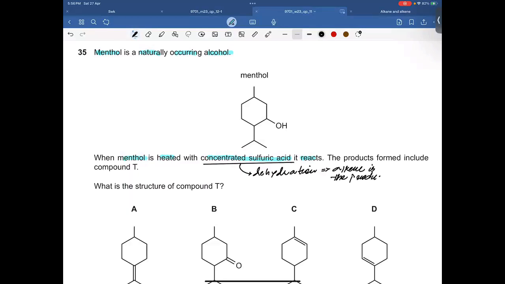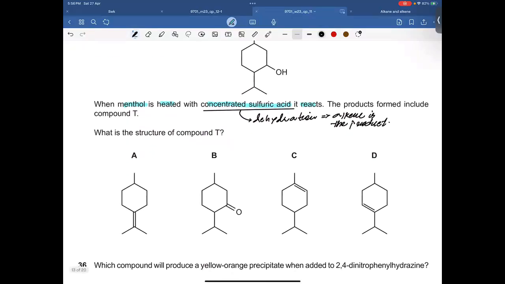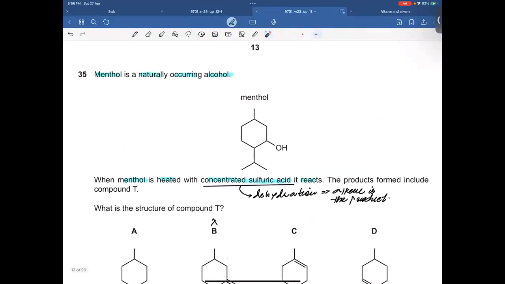So what we are looking for is the alkene. All right. So option B is incorrect because it is not an alkene. Okay. So competition exists between A, C, and D because these three options have the alkene functional group.